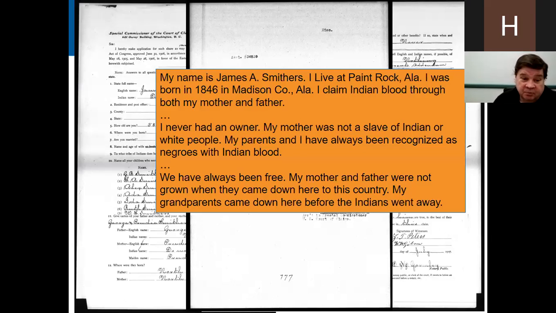My name is James A. Smithers. I live at Paint Rock, Alabama. I was born in 1846 in Madison County, and I claim Indian blood through both my mother and my father. I never had an owner. My mother was not a slave of Indian or white people. My parents and I have always been recognized as Negroes with Indian blood. We have always been free. My mother and father were not grown when they came down here to this country. My grandparents came down here before the Indians went away. So they were very early settlers in this area.